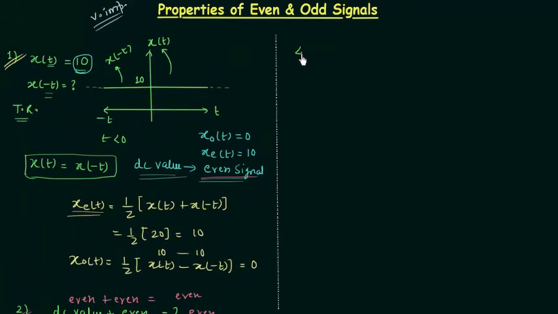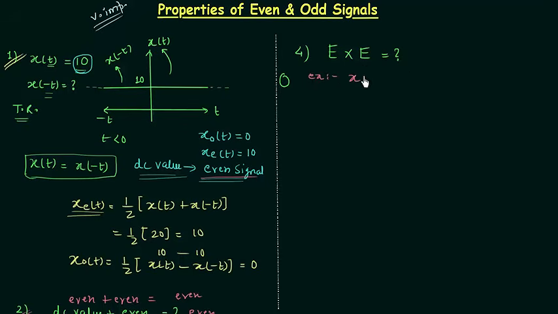Now we will move to the fourth property, in which we will talk about multiplication. What will happen when we multiply two even signals? I will represent even signals by capital E, and odd signals by capital O, and we have to find out the result when we multiply two even signals. We will take one example.